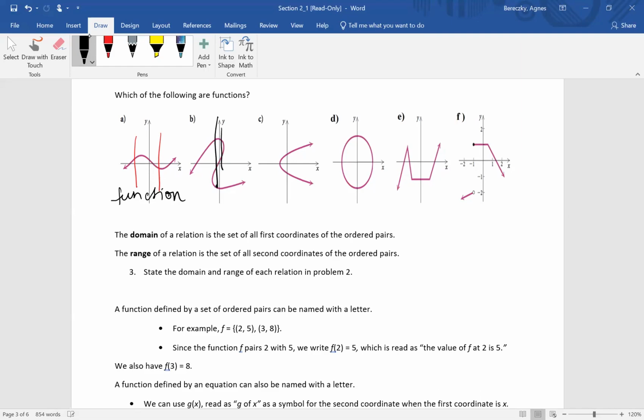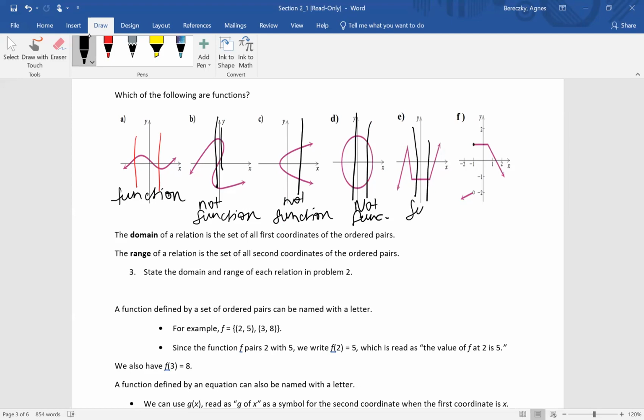If I draw vertical lines crossing my graph more than once, then it's not a function. If a line crosses it more than once, not a function. Again, this is not a function. The next graph is a function. And our last example is also a function.